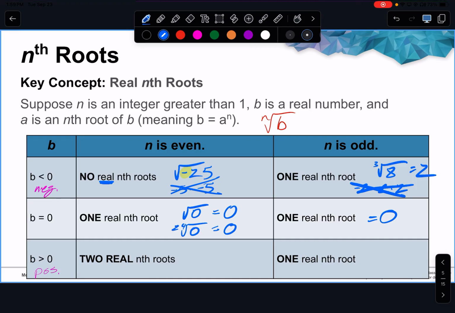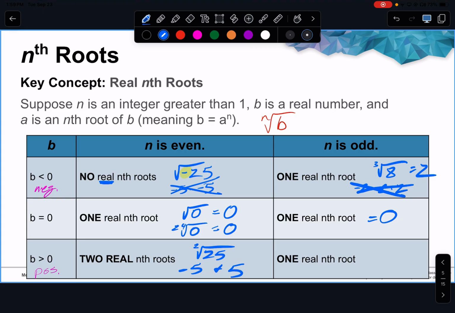Then if it's positive and we have an even number, so let's use 25 again, and we have the 2 there because we're talking square root, we're going to have 2 real solutions. We're going to have negative 5 and positive 5.